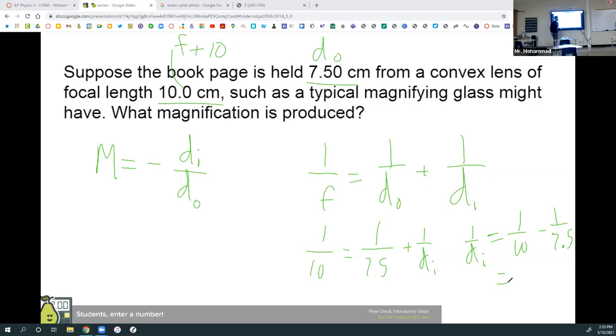If you're getting a number less than 1 for your distance of the image, just make sure you remember to invert your fraction. Or when you do this subtraction here, make sure you do the inverse there. So again, negative 30 over 7.5, and then again, there's a negative there. Ended up getting, I think, 4.